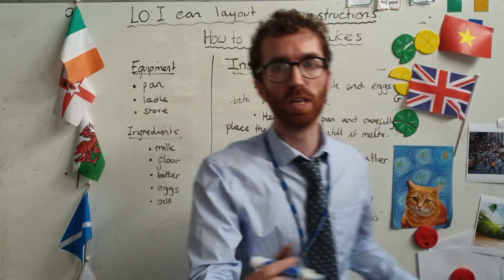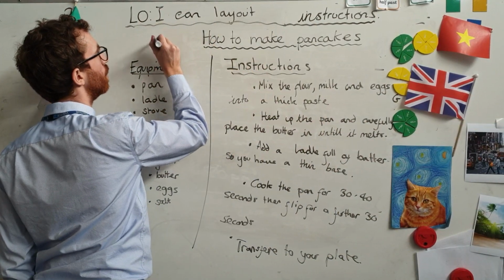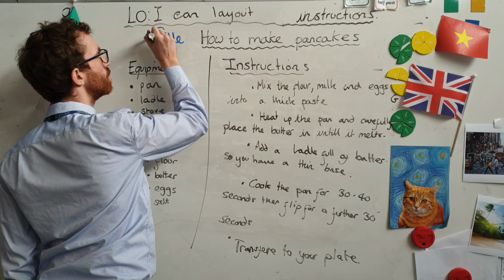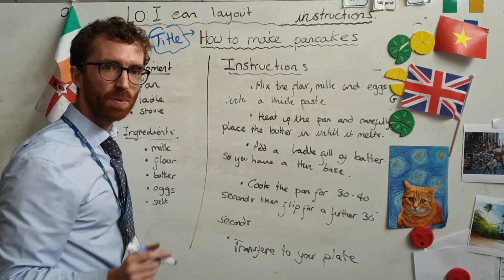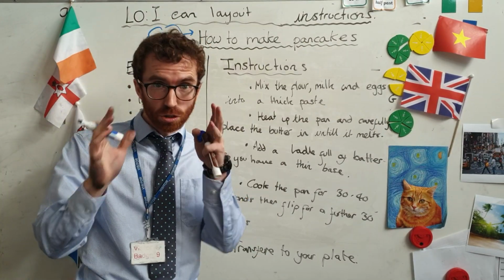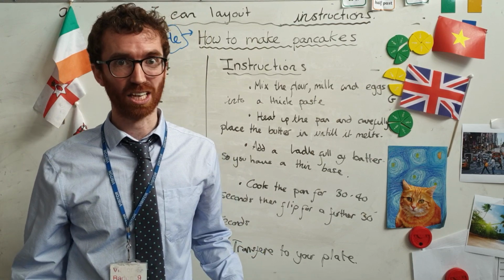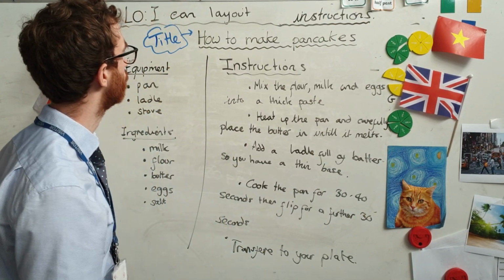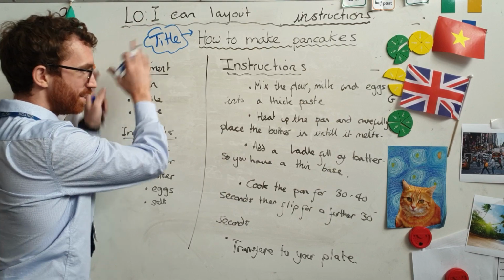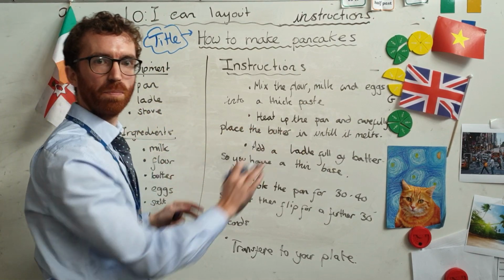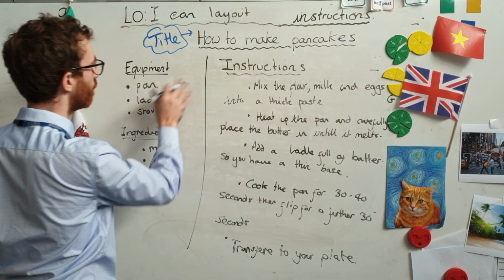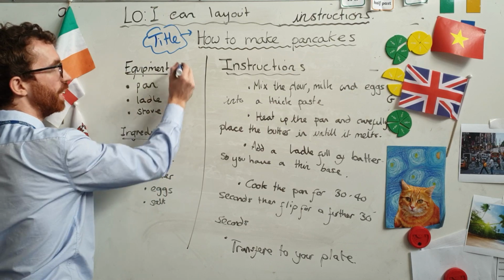You'll notice one of the first things I've got up here is a title, okay? All instructions need to have a title to explain what it's about, so how to make pancakes. When you do your instructions, it can be on anything, okay? I'll give a few suggestions at the end of the video. Now, we shouldn't split the page like this, but because of the board, I couldn't write it all the way down. The first thing I'm going to do is list my equipment, okay?